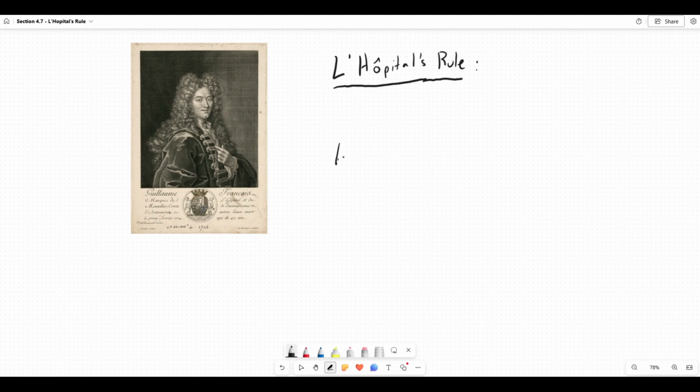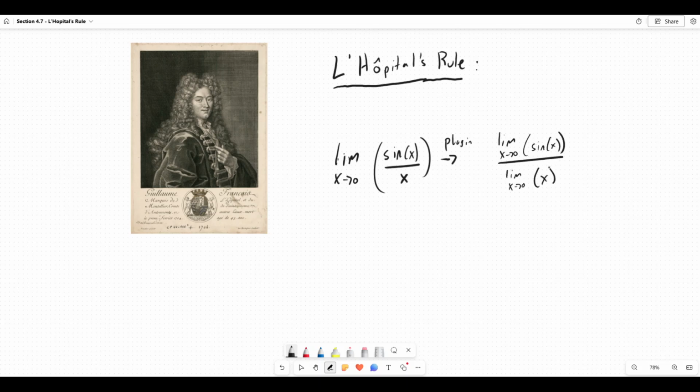Well, as an example, I want to take a look at a limit like this. And this is something that actually came up earlier in this class. The limit as x approaches 0 of the sine of x divided by x. And what's important to note is if we just try to directly plug in, this would be the limit as x approaches 0 of sine of x divided by the limit as x approaches 0 of x, which is 0 over 0, which is not an answer.